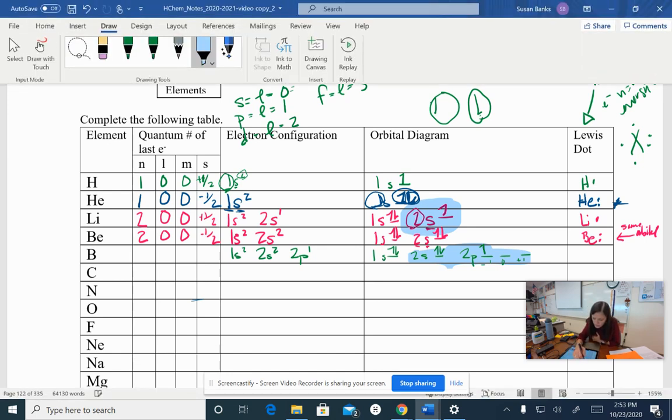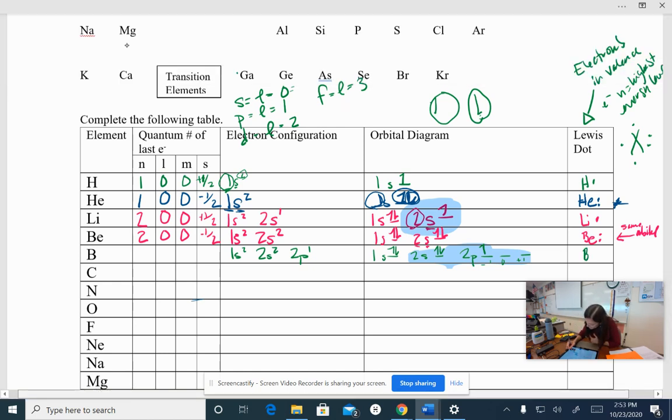So when we look at this, we are going to have boron with 3 electrons. Now we have these 2 right here in the same orbital, so we're going to put them on the same side. But this one is in a different orbital, so we're going to put this one on top, showing that that one is in a different orbital and it's by itself.